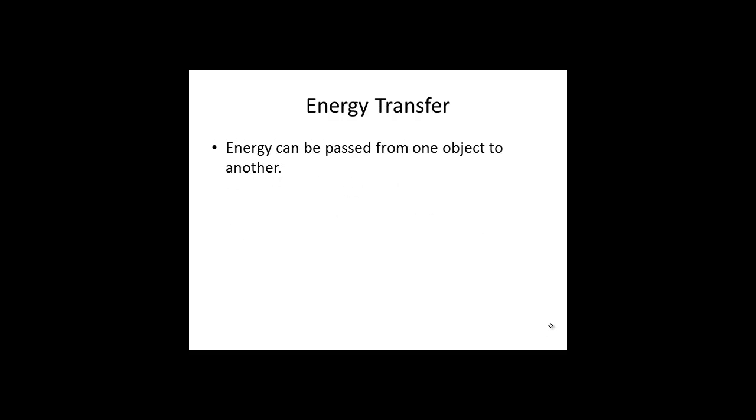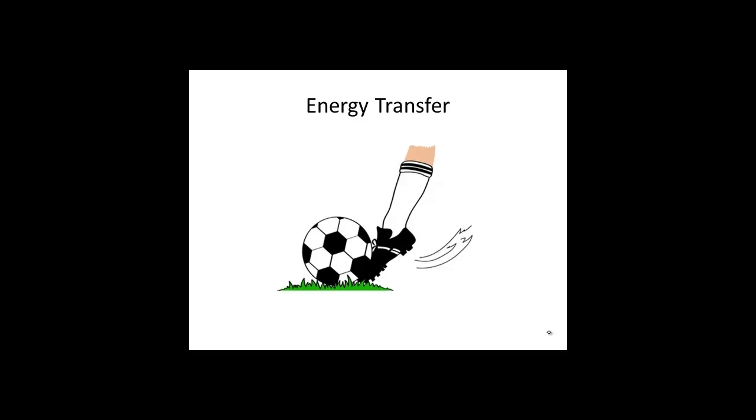Now we need to look at energy transfer. And transfer is a word that means moving from one object to another object. So when we talk of energy transfer, we are talking about energy being passed from one object to another object. And whenever an energy transfer occurs, the type of energy that we are transferring from one object to another will remain the same. To try and help understand this, let's look at two examples.